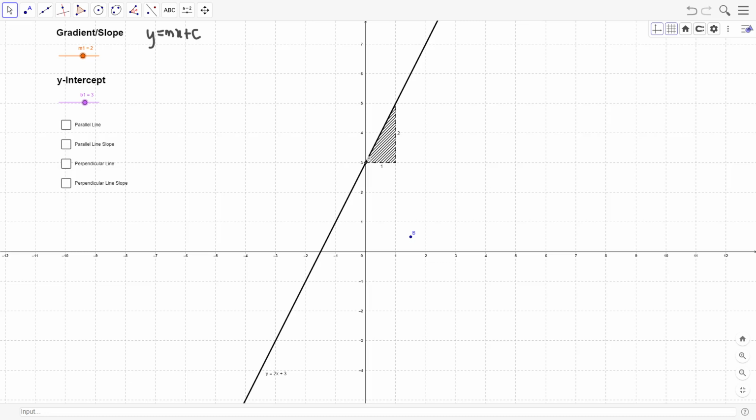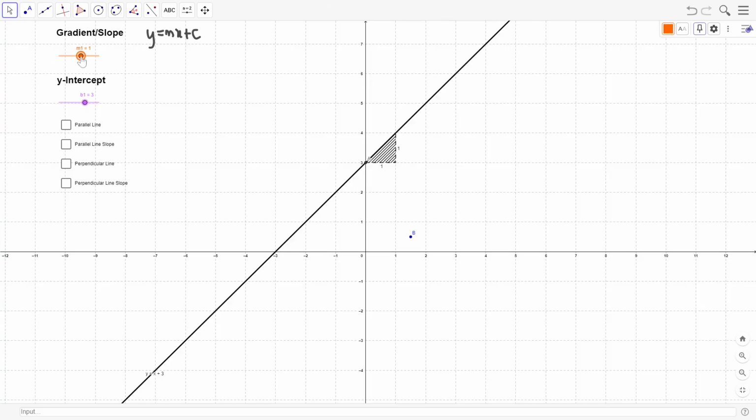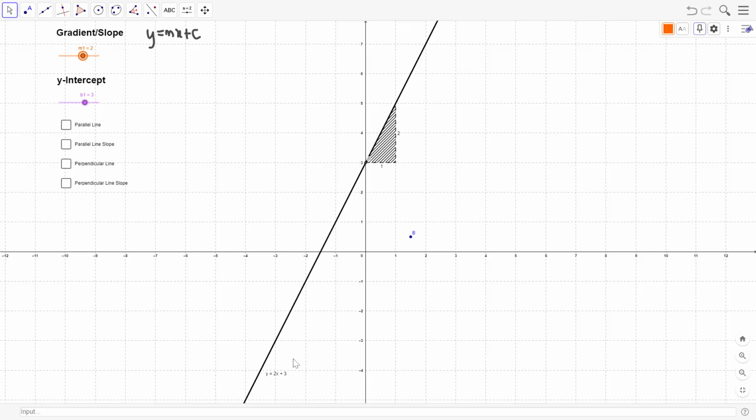Before we jump into working with perpendicular lines, let's just quickly look at this investigation. I forgot to show you this with the parallel lines in the previous video, but let's look at that now. So on the Cartesian plane, we've got our straight line, y is equal to 2x plus 3. My y-intercept is 3, and we can see that there. And our gradient is equal to 2. I can read it off there.